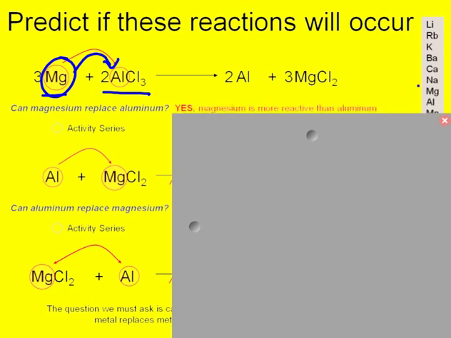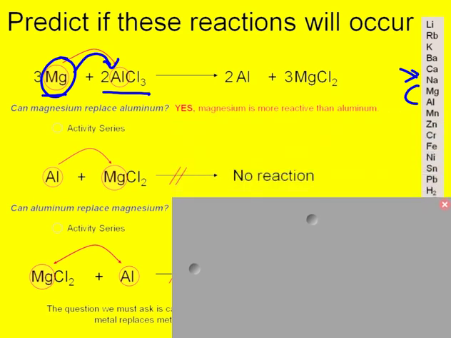Is magnesium more active than aluminum? Yes, it is, because magnesium is higher on the list. Just barely, but this does qualify. Magnesium can replace aluminum. Oh, I got ahead of myself there.